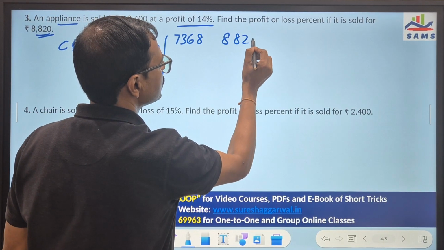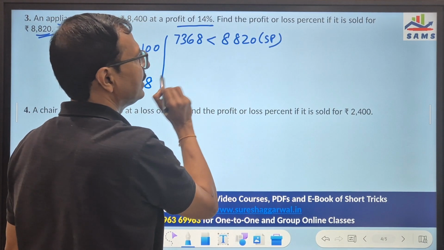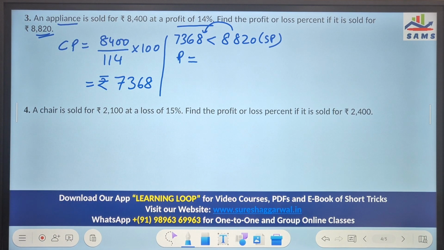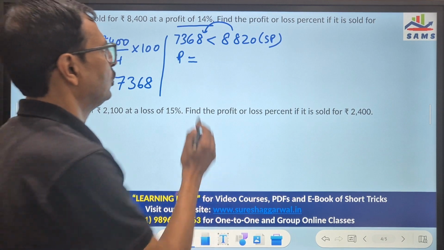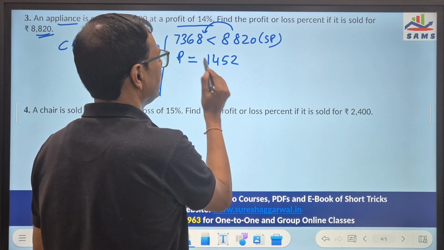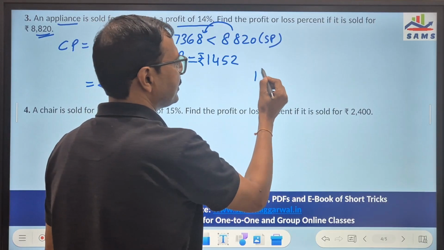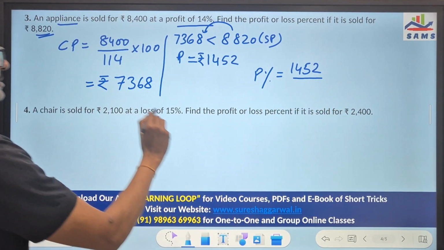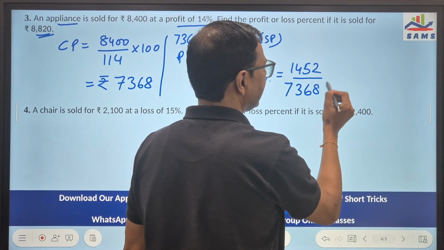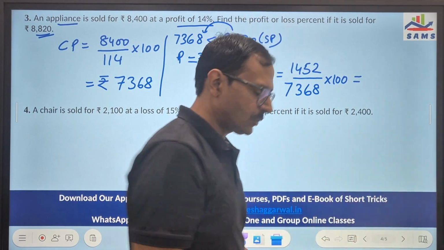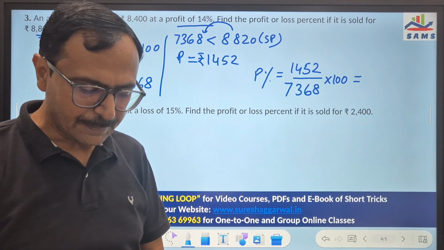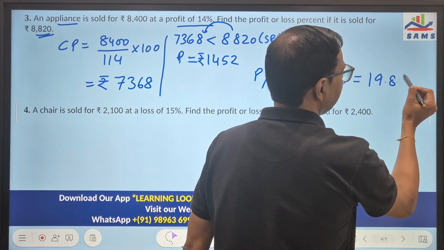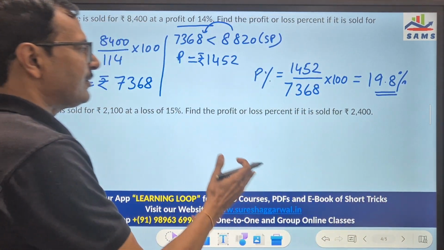So 8820. This is SP. So SP is greater, and therefore there is a profit. And take the difference like this, you will know how much of profit is there. This comes out to be 1452. And once you know that, the profit percent is the profit 1452 divided by the cost price 7368 and multiply that by 100. You will get your answer for the question. So already calculated for you. This is approximately 19.8% profit.